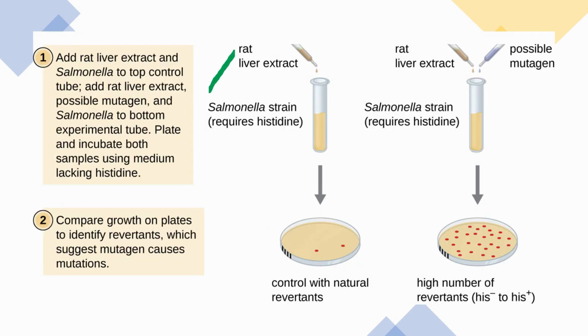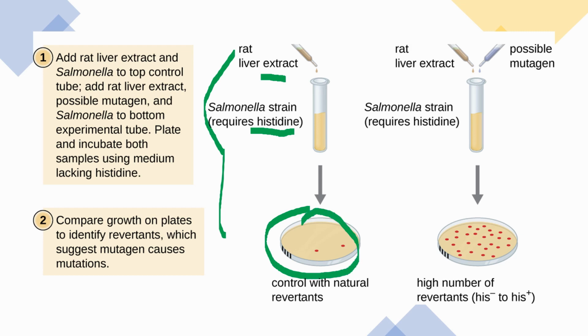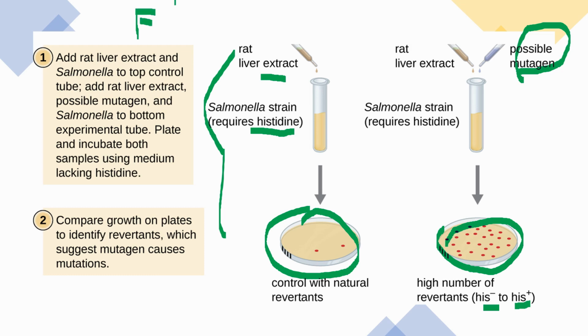Now this is the control where we have added the rat liver extract to the Salmonella strain which requires histidine. We see that in the control there are very few bacterial colonies, whereas in the condition where we have added the mutagens, there is a very high number of revertants which have converted from his negative to his positive. One more important thing: the Ames test is also required to identify what kind of mutation is there, either a frameshift mutation or a base substitution mutation.